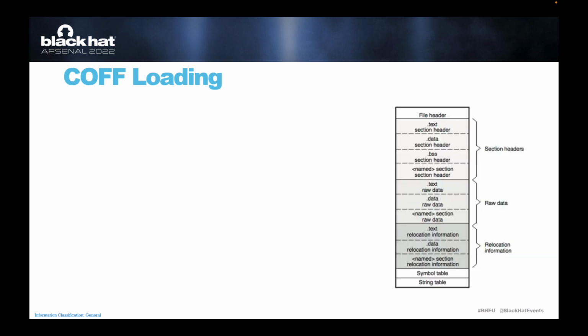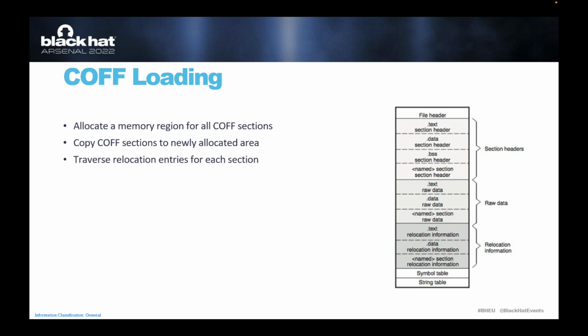In terms of COF loading, the corresponding COF loader does the following steps. It first allocates a memory region for all COF sections and copies these sections to this area. In COF files, a section may contain relocation information that specifies how section data should be modified by the linker. For example, the text section has information specifying what parts of code should be replaced and what should be referenced in memory. For each relocation, the loader looks at its symbol value and determines its type.